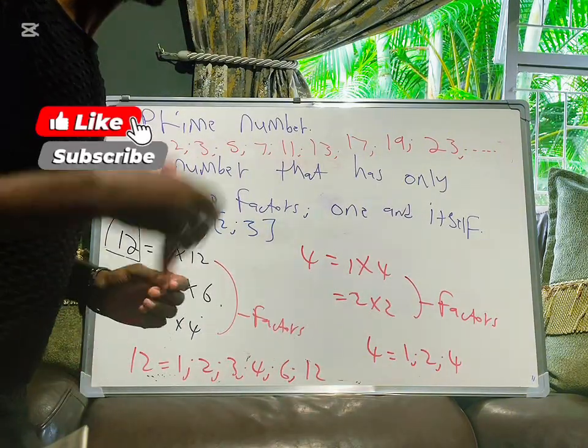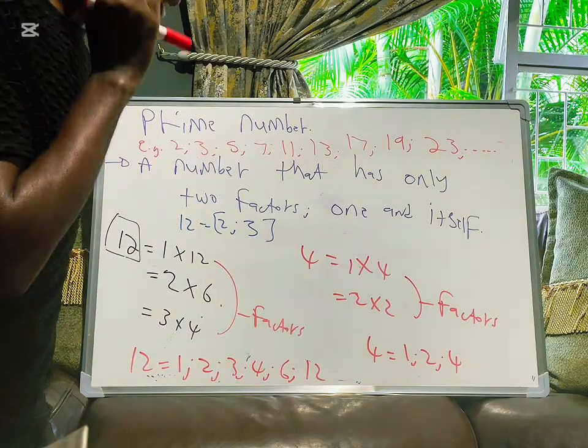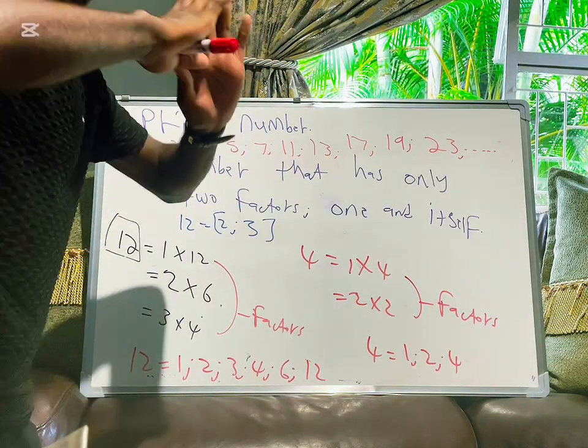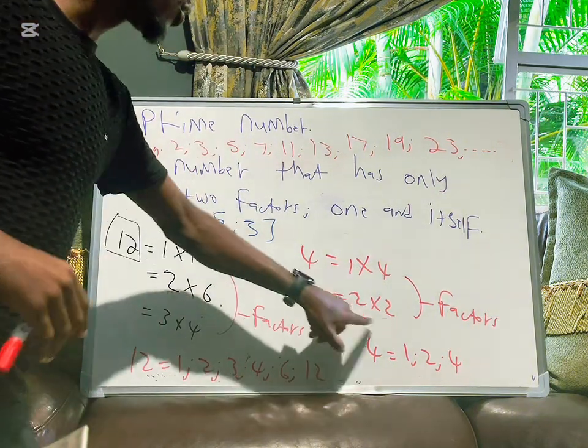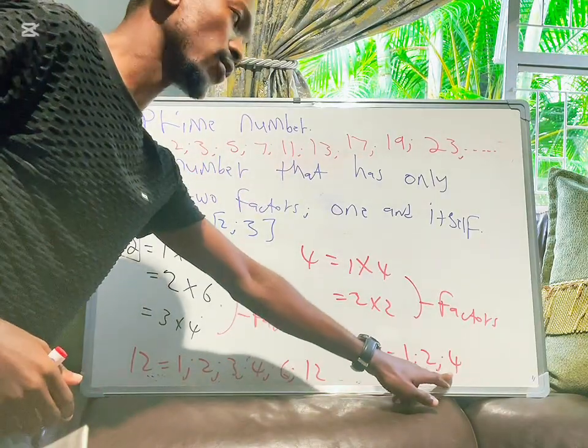Now, for example, we have 4. They say to us, give us prime factors of 4. Okay, prime factors of 4. How am I going to find prime factors of 4? Don't stress. All you've got to do is find all of the factors of 4. Alright? 1 times 4 is 4. 2 times 2 is 4. So I need to write them in order. 1, 2, and 4. Okay?